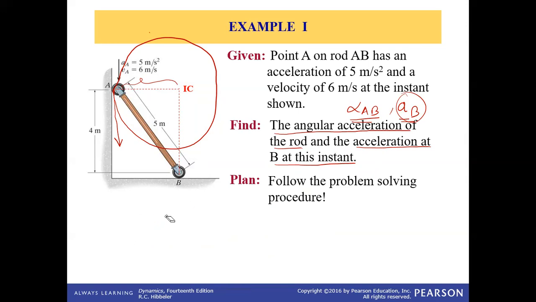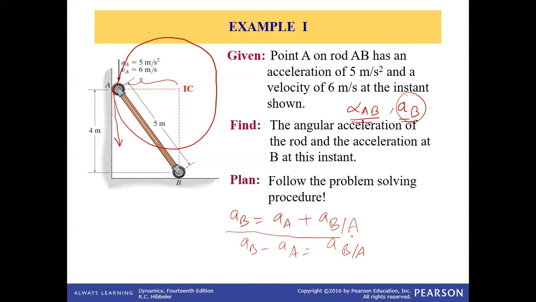Let's write the equation. If you want to find a_B, what is the equation? Remember from the previous: a_B equals a_A plus a_B/A or a_A/B. Should I write B with respect to A or A with respect to B? Shouldn't it be B with respect to A? Thank you. Okay, because a_B minus a_A equals a_B/A. Remember? I just rearranged this guy. I got this from there.